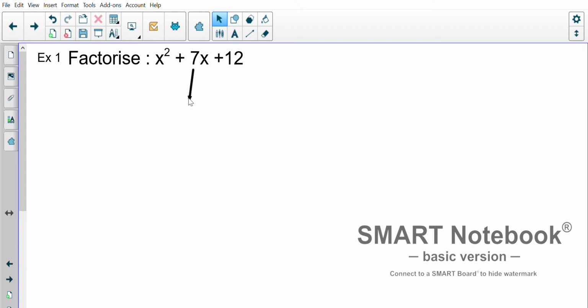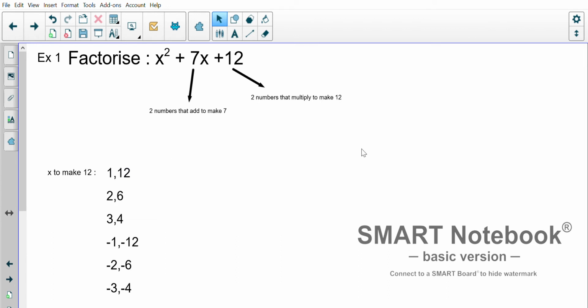Remember, we're looking for two numbers that add to make 7, and we're also looking for two numbers that multiply to make 12. So that's what we need to do. First of all, it's probably easier to look at the numbers that multiply to make 12. So here we've got a wee list made up. There's obvious ones like 1 times 12, 2 times 6 and 3 times 4. Perhaps not so obvious are the negative numbers. So you've got negative 1 times negative 12, negative 2 times negative 6, negative 3 times negative 4.